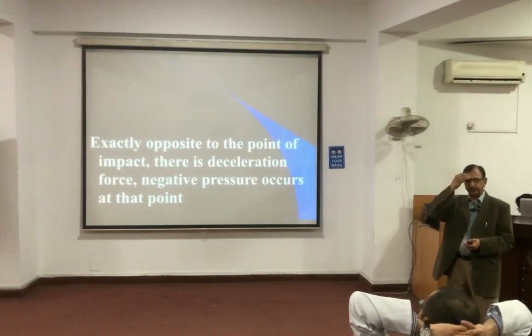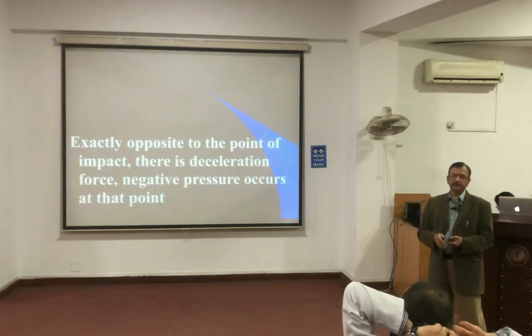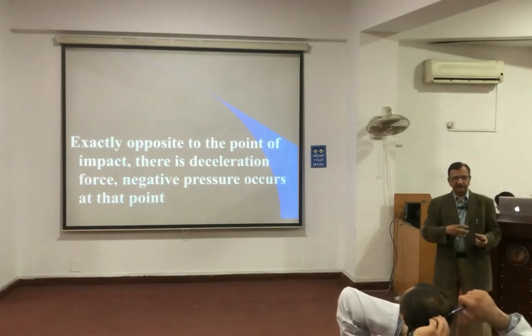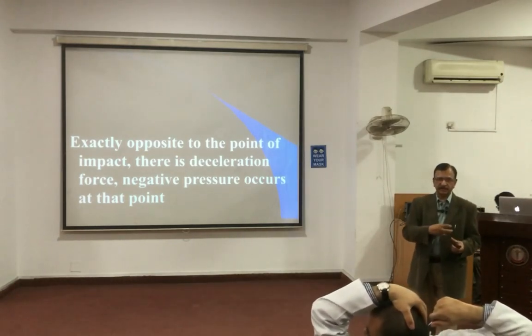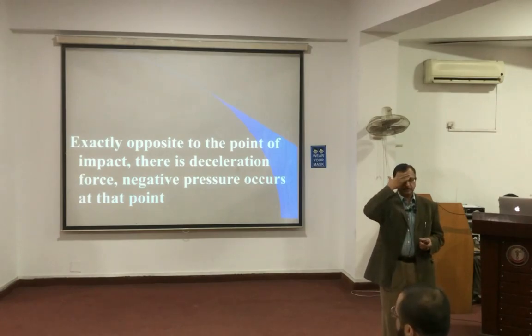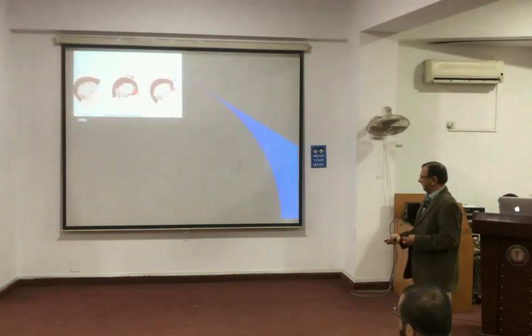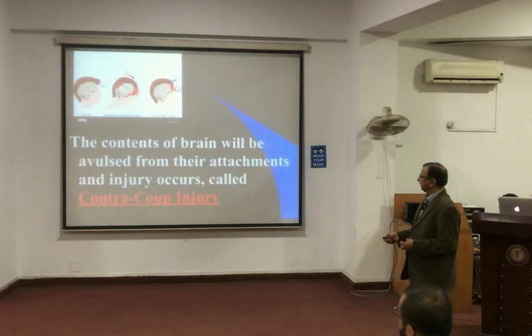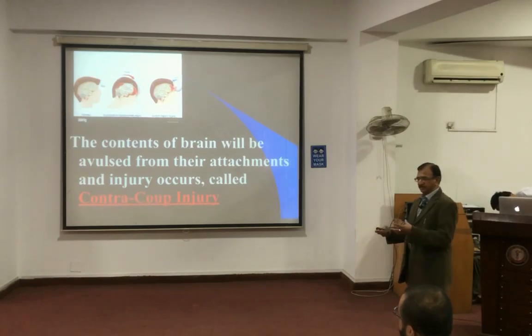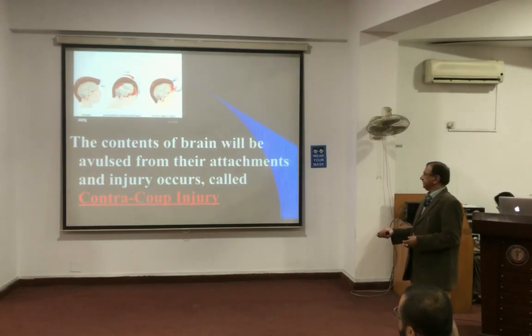And exactly opposite to the point of impact, say the strike is on the forehead, exactly opposite is the occipital region. There will be a negative pressure. The brain and its contents, the vessels, will be avulsed because the striking object is moving the head. It is compressing at the point of impact, but with the movement, the brain will be avulsed. They will be detached from the attachments, and that is known as contra coup. This is the point of impact, and exactly opposite there is avulsion, there is rarefaction, negative pressure. The attachments are distorted, and that is the contra coup.